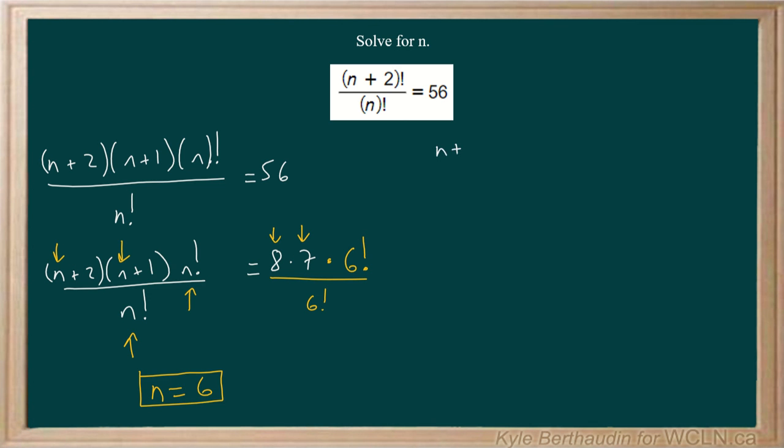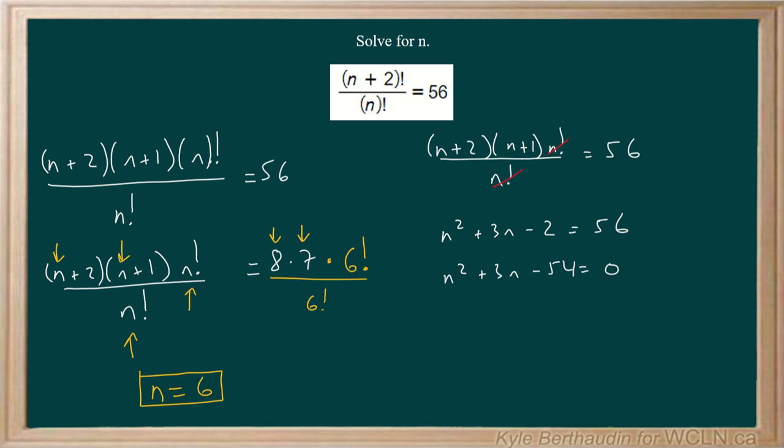So writing out our equation, n plus 2 factorial, or n plus 2 times n plus 1 multiplied by n factorial divided by n factorial equals 56. We could cancel out our n factorials and distribute our brackets through. We would end up with n squared plus 3n plus 2 equals 56. And if we bring the 56 to the left-hand side, we would have n squared plus 3n minus 54. And that's equal to 0.